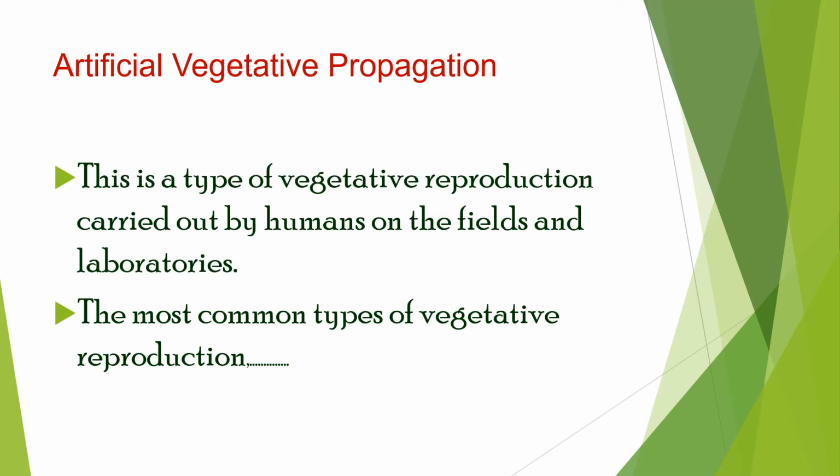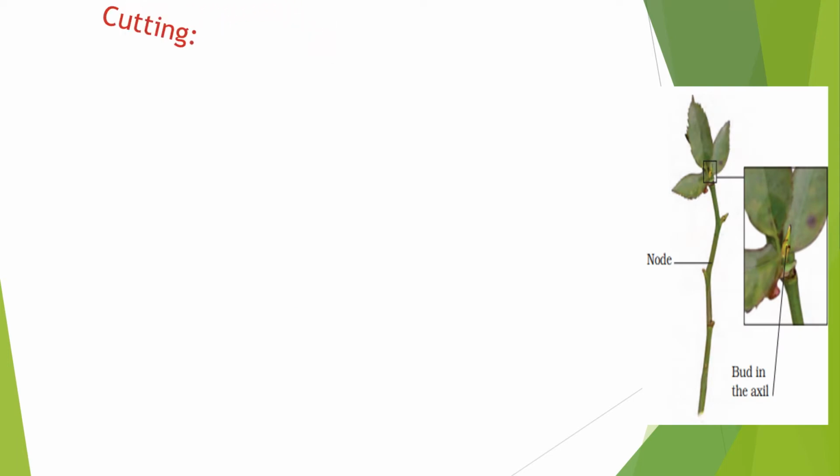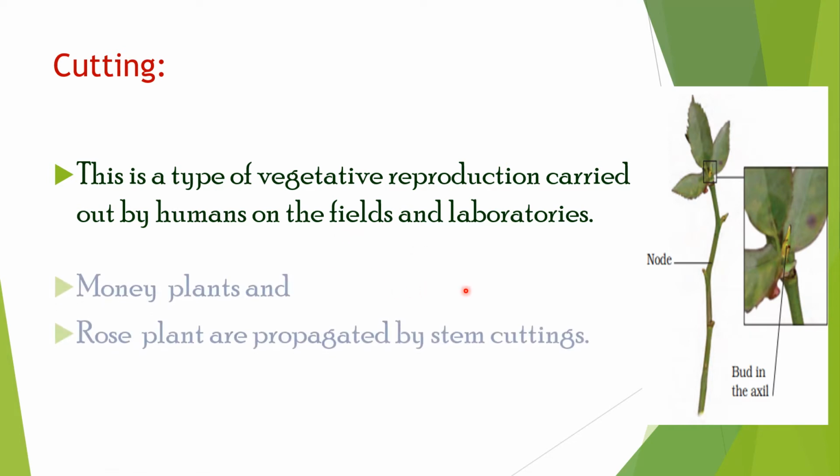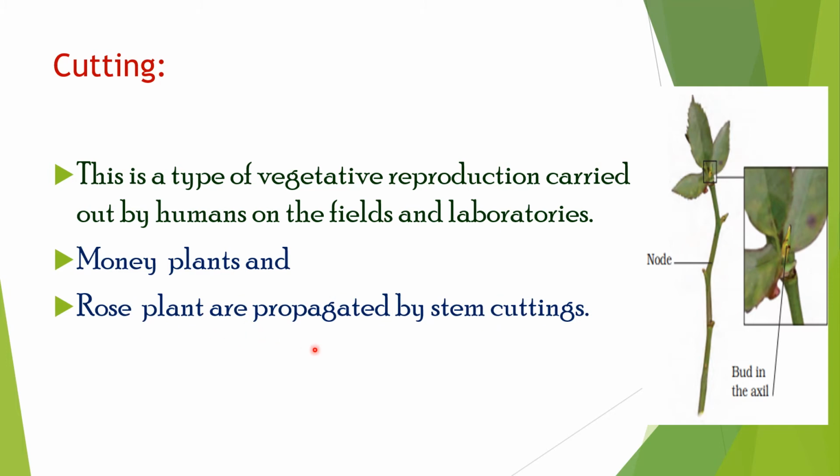The next type in vegetative propagation is the artificial method. This is a type of vegetative reproduction carried out by humans in fields and laboratories. The most common type of vegetative reproduction is cutting. This is an artificial method in vegetative propagation. Money plant and rose plant are propagated by stem cuttings.